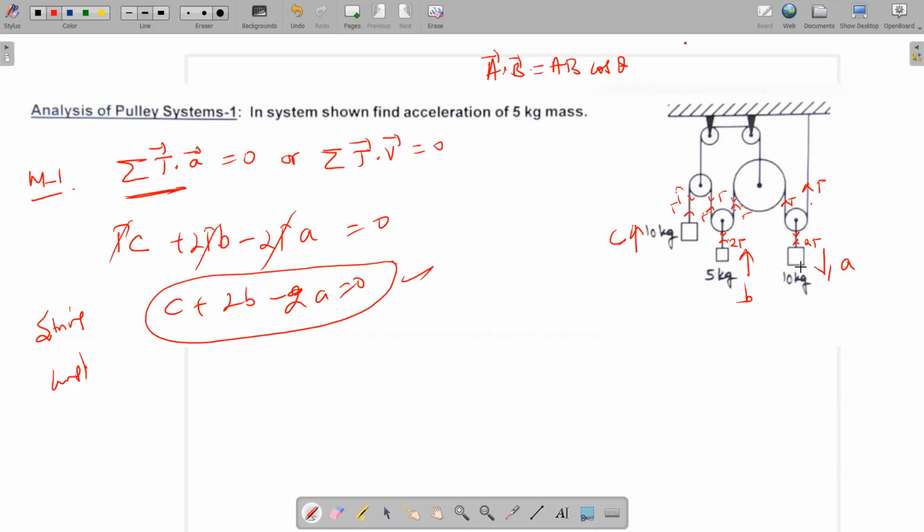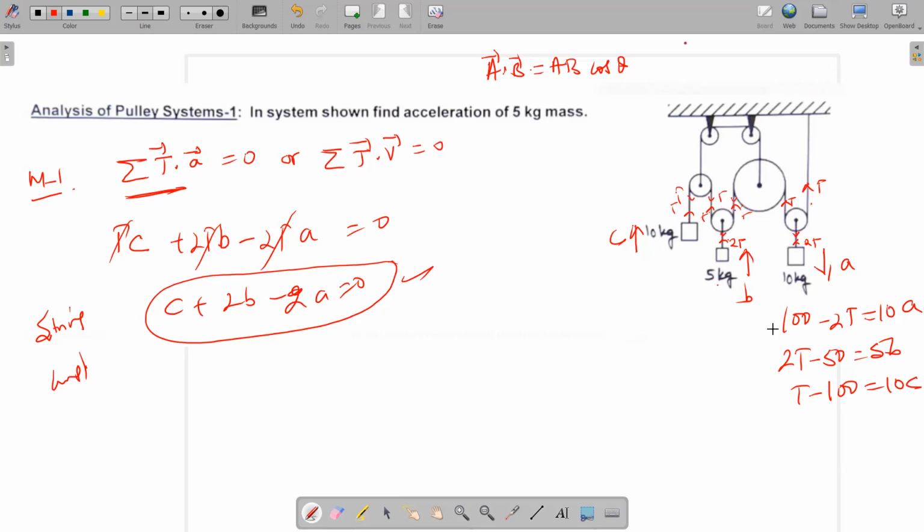See, now you draw the FBD for this 10 kg. 10 kg means mg will work downward. So 10 into g, that is 100 Newton. It is also moving downward. So 100 Newton minus 2T equal to m into A, that is 10A. For this, 2T minus 5 into g, that is 50 Newton, equal to 5B. And for this, it is moving upward. So T minus 10g equal to 10C.